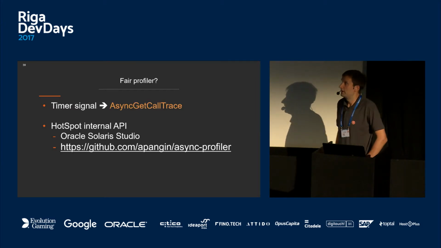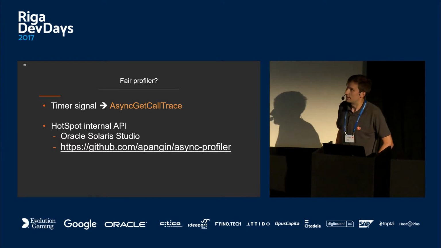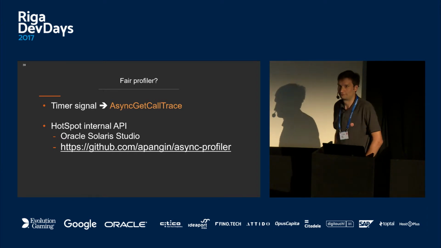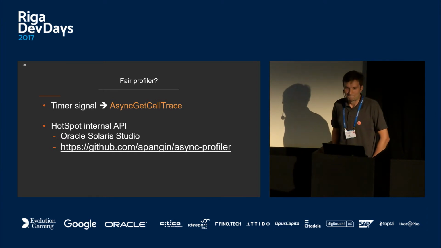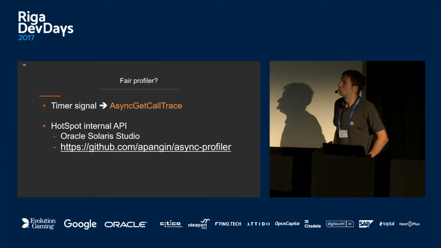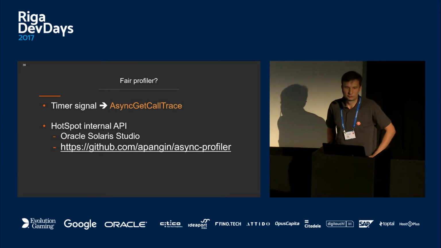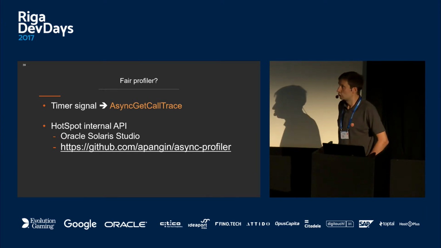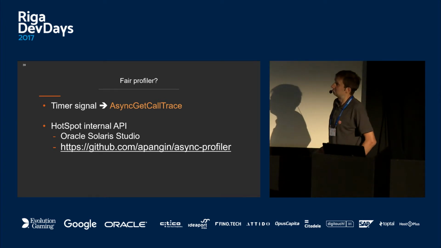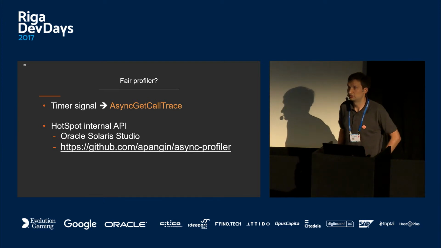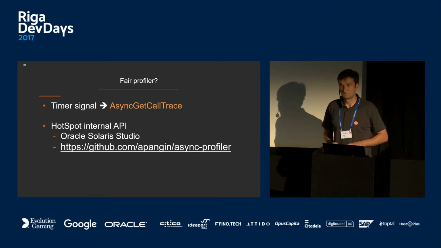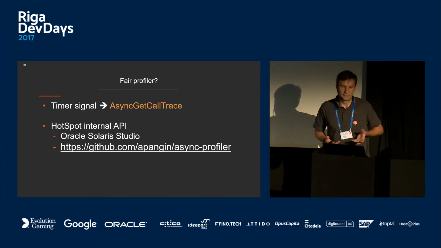But HotSpot JVM has an undocumented API. Yeah, it has a lot of undocumented APIs, which can take thread stacks not only at safepoints, but almost at any time. So the idea of using this API is simple. We catch timer signals from the operating system and call this method to collect the stack trace of a thread that is running.